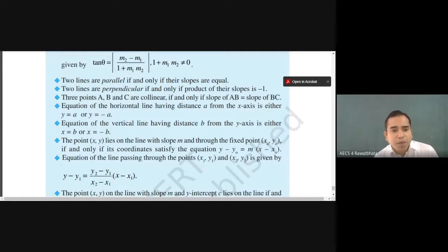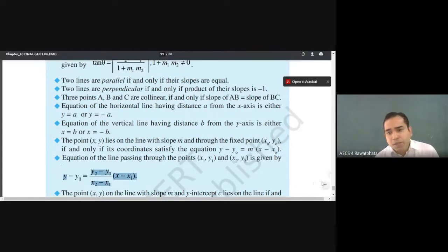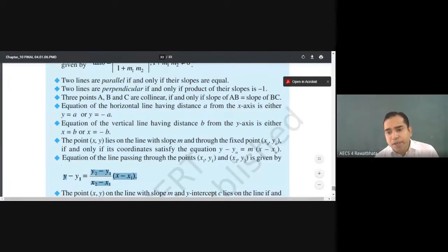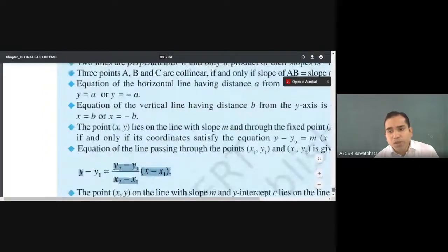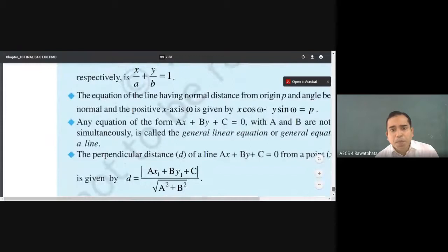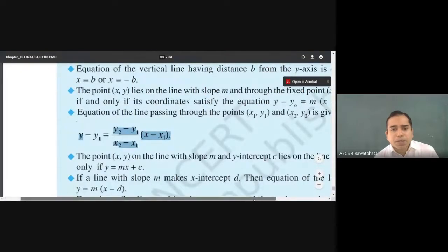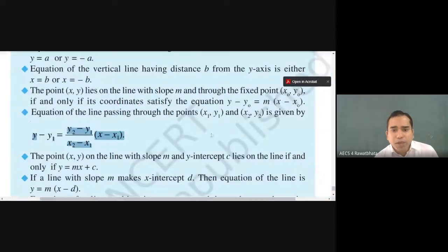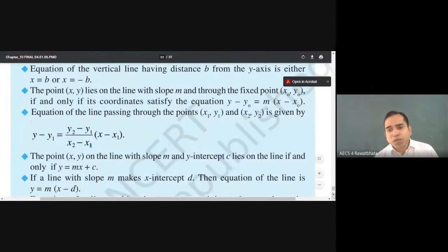Similarly, the equation of a line passing through 2 points, say the points on the line are x1, y1 and x2, y2, is given by y minus y1 equal to y2 minus y1 upon x2 minus x1 into x minus x1. So this is the equation of a line passing through 2 points. Then some more standard equations.